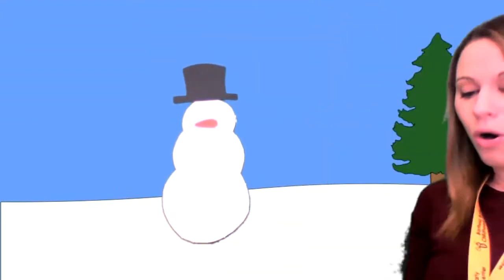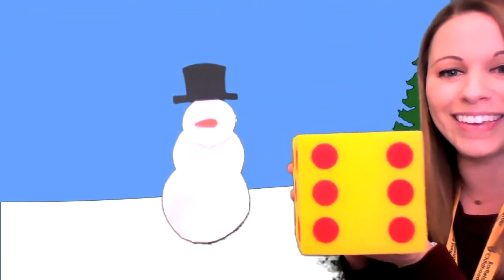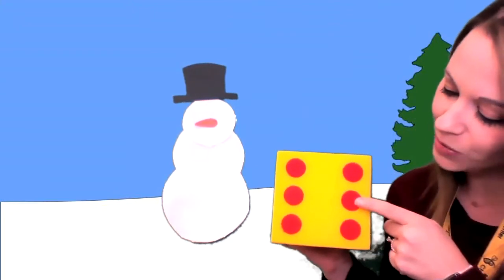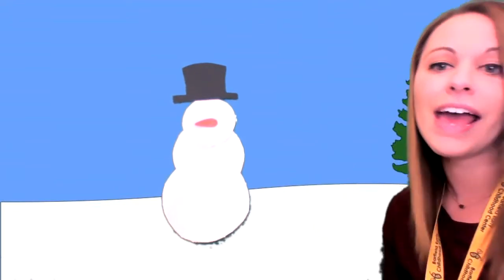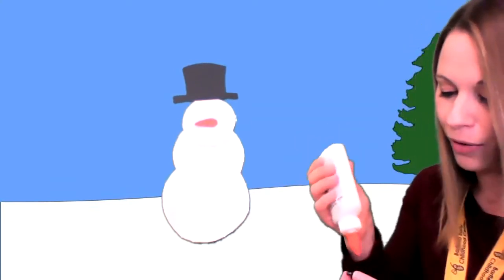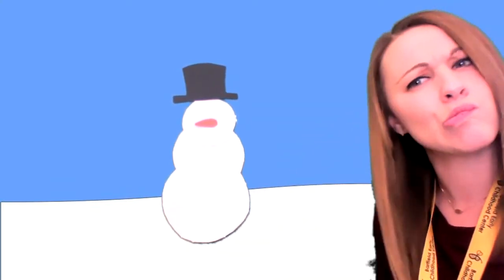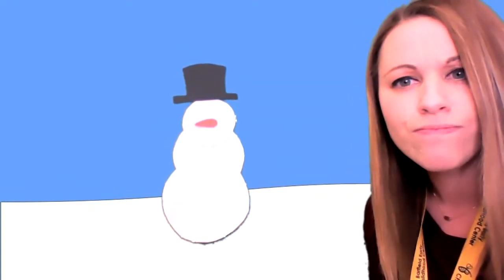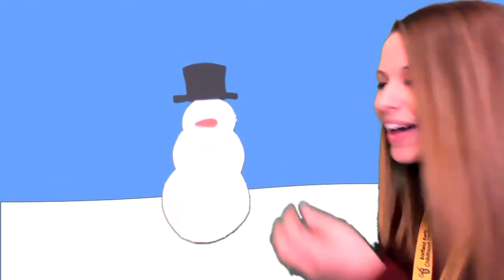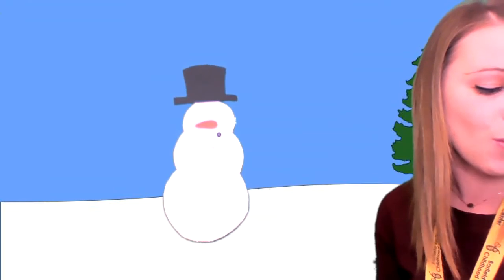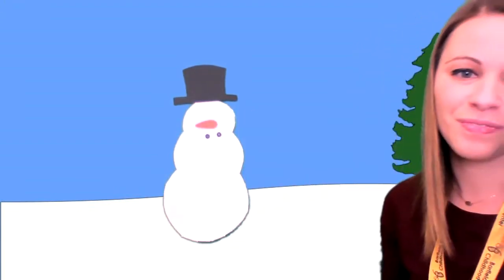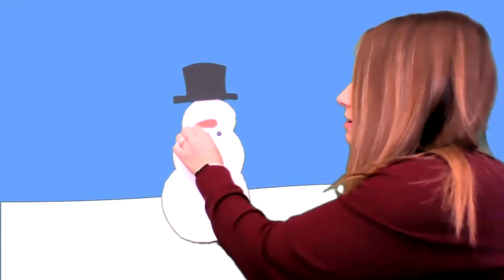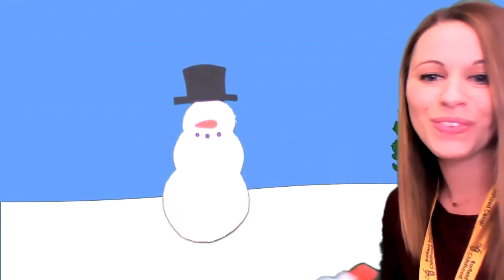Okay, let's go again. Roll. What number did we get? Let's go. 1, 2, 3, 4, 5, 6. This is 6. Number 6 says mouth. I have some buttons I'm gonna use for the mouth. So I'm gonna put the buttons above or under the nose. Where does a mouth go? Under the nose. Let's give the snowman a mouth. All right. Under the nose. All right, let's keep going.